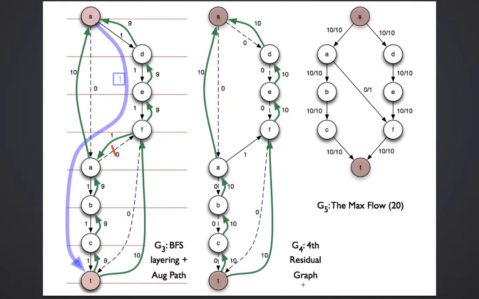We can see that graph 4 has no remaining augmenting path. All the edges from S are saturated, and there are no s-t paths in this level graph. And G5 is the resulting maximum flow, with each edge denoted by flow and capacity on the edges.